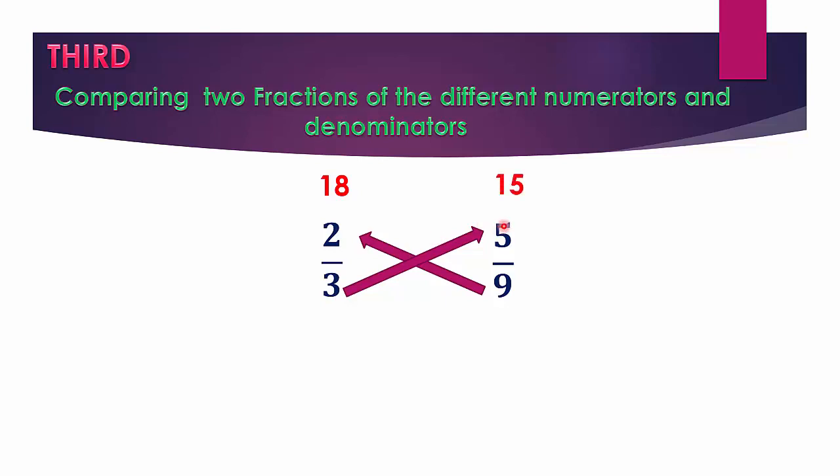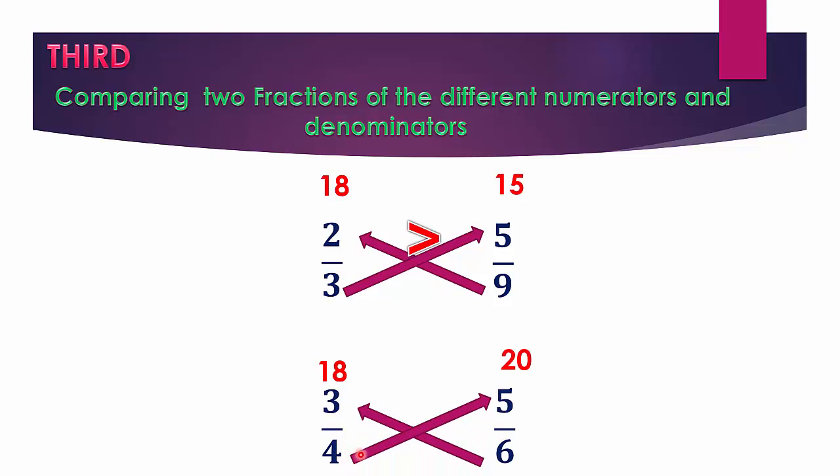Now, teacher, 18 or 15, which is greater? 18, teacher. Okay? It's very easy. Let's see one more exercise. Here 3 over 4 and here 5 over 6. Different numerator and different denominator. What can I do? Cross multiplication, teacher. Then 6 times 3 equals 18 and 4 times 5 equals 20. Which is greater, 18 or 20? 20, teacher. Okay.